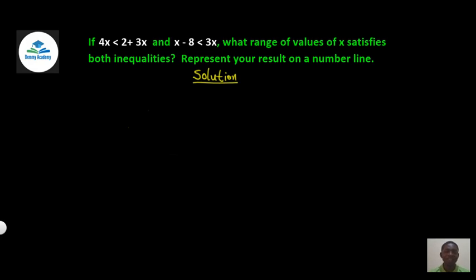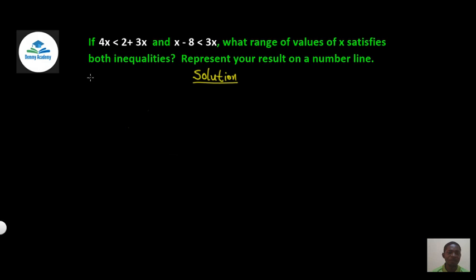Hello, in this video we are looking at how to solve inequality problems like this. Here we are given two inequalities, 4x less than 2 plus 3x, and x minus 8 less than 3x. We are to look for the range of values of x that satisfy both inequalities. That is, we are looking at the possible values that x can be that will satisfy both inequalities, and hence we are to represent the results on a number line.